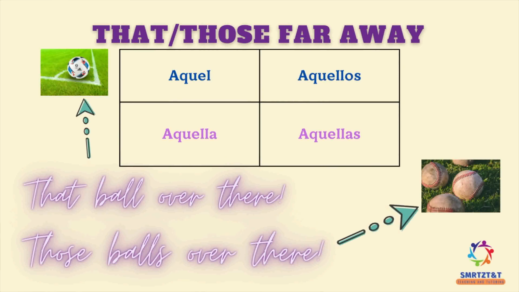But also we can have that, those far away. You can see 2 pictures. One is in plural and the other one is in singular. Those are away from you, from the speaker. That ball over there. Aquel, aquellos, aquella, aquellas. We're going to see some pictures, some examples in which you can determine how far things are from the speaker.